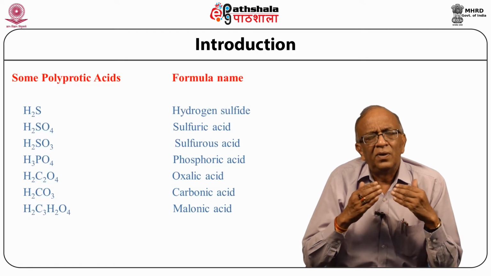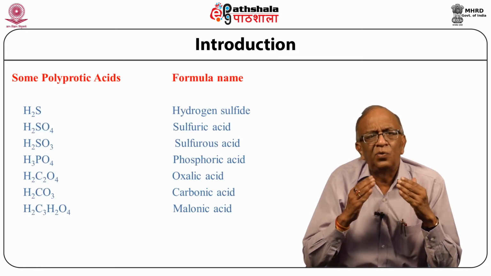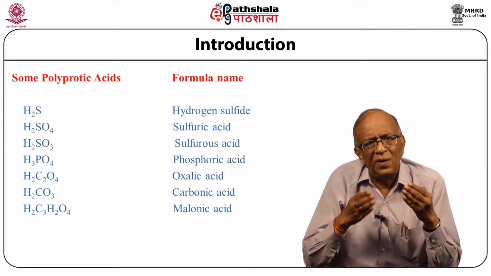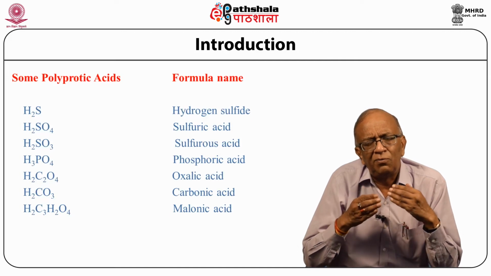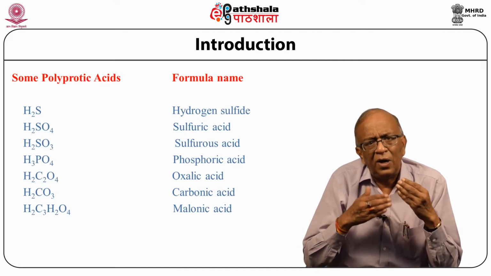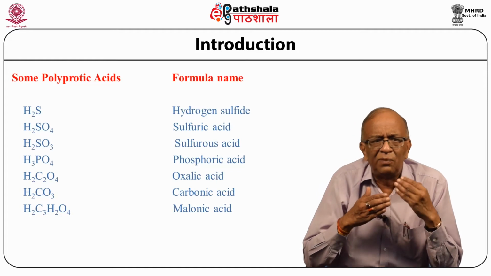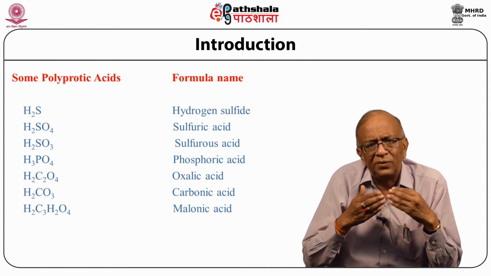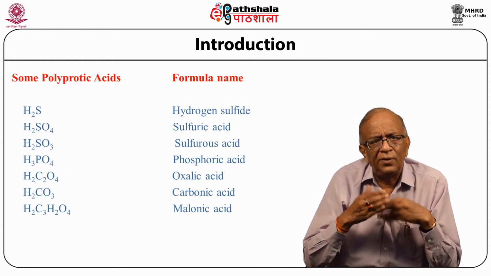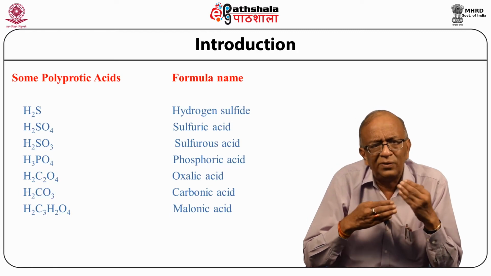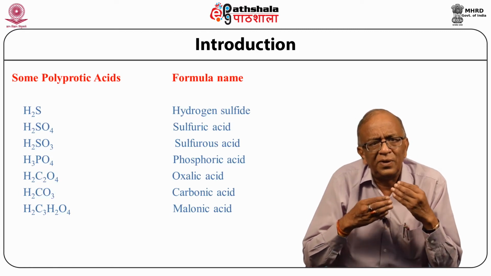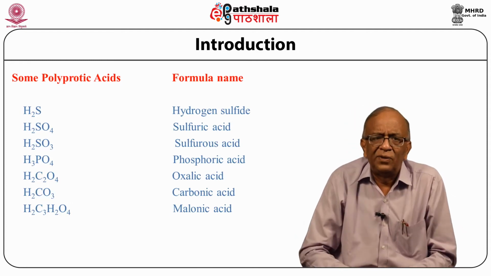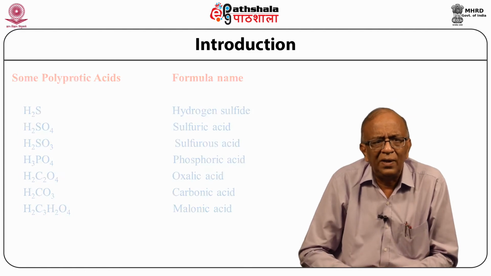These are hydrogen sulfide, which has two ionizable protons. Sulfuric acid, H2SO4, has two ionizable protons. H2SO3, sulfurous acid, two ionizable protons. Phosphoric acid, H3PO4, has three ionizable protons, because it is H3. Then oxalic acid, H2C2O4, has two ionizable protons. H2CO3, carbonic acid, has two ionizable protons, and malonic acid also has two ionizable protons, and similarly two pK values.